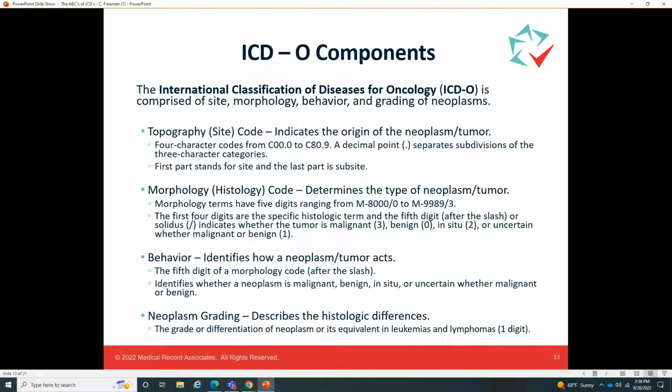And lastly, neoplasm grading describes the histologic differences. It is the grade or differentiation of the neoplasm, or its equivalent in leukemias and lymphomas, and it is represented by 1 digit. Once again, the components of an ICD-O code are your topography or site code, morphology or histology code, behavior code, and neoplasm grading.